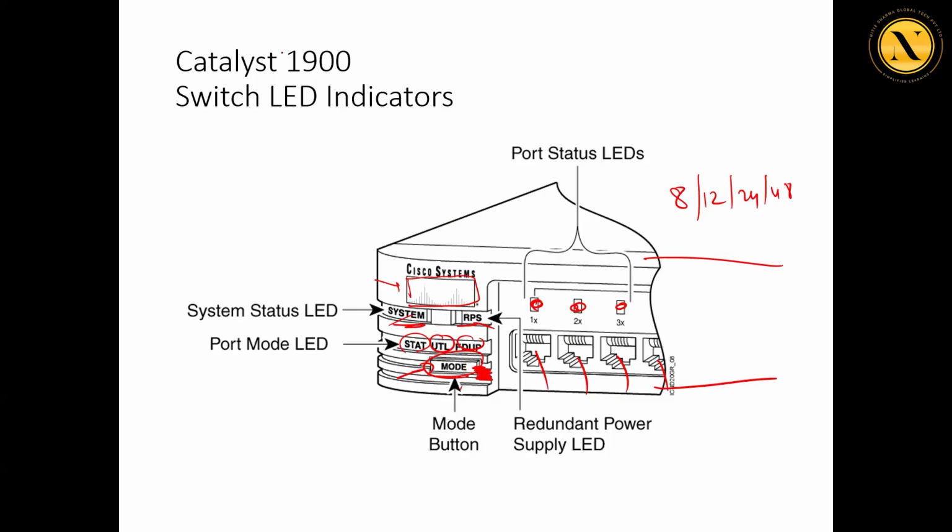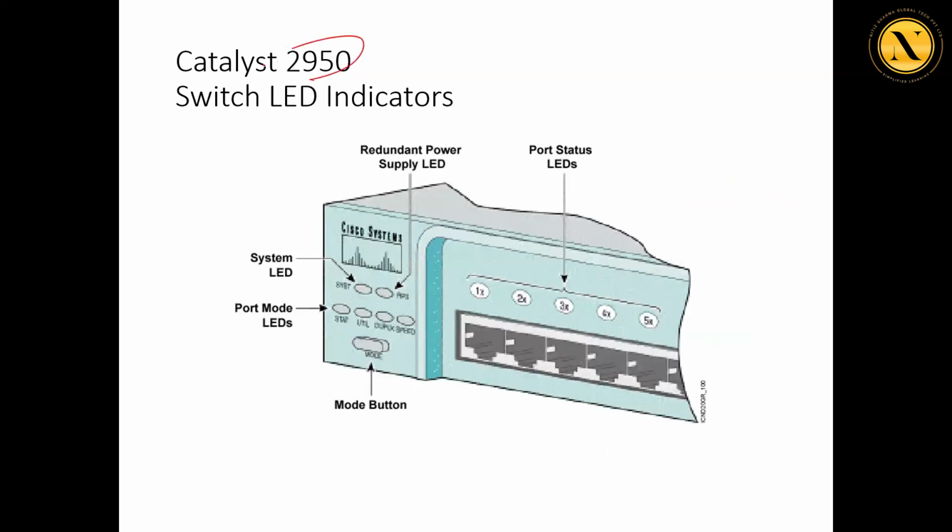Okay. This is the old one, 1900. They were all 10 Mbps, old one. And it had two 100 Mbps ports. That's it. But then after that came 2950. After that came 2960, and so on and so forth. They're all layer 2. But later on, they came out with a layer 3 model also, some model XYZ, that was a layer 3 switch.